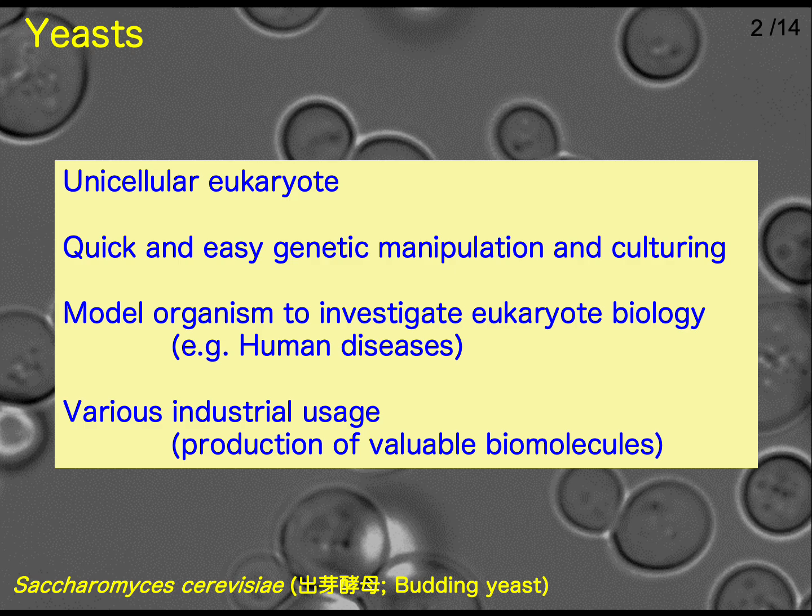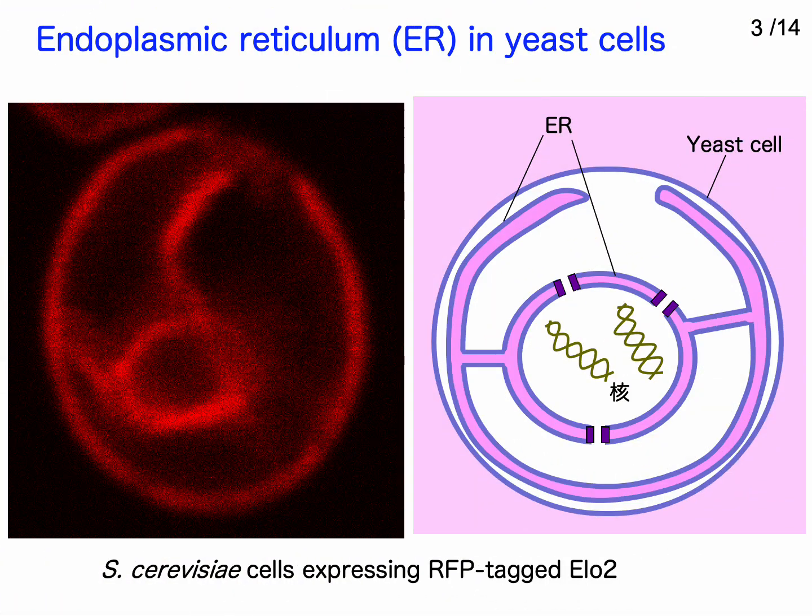For example, yeast has occasionally been used in research on human diseases. Yeasts are also industrially used in producing valuable biomolecules. Since yeasts are eukaryotes, they have various organelles, as do animals and plants.